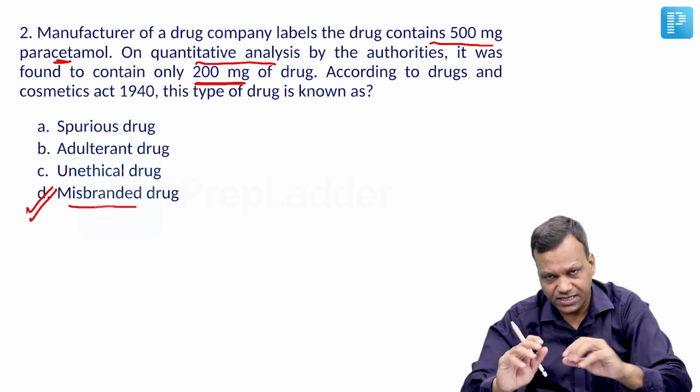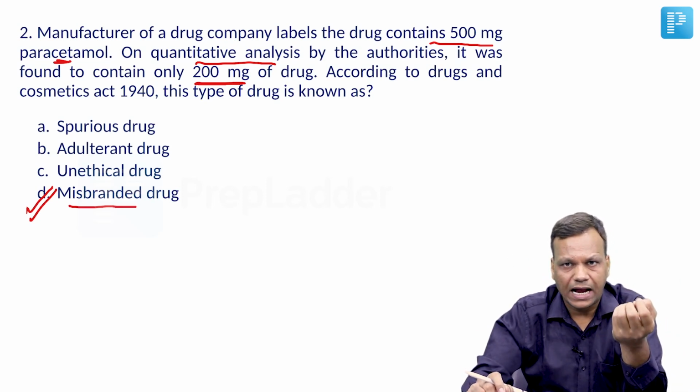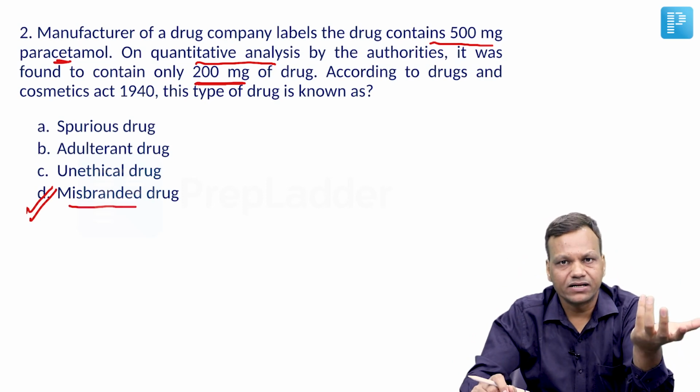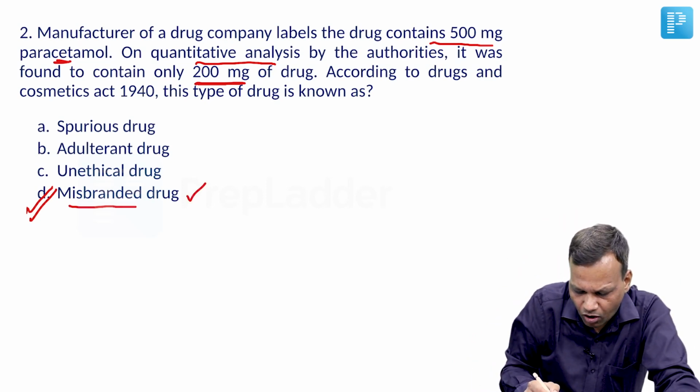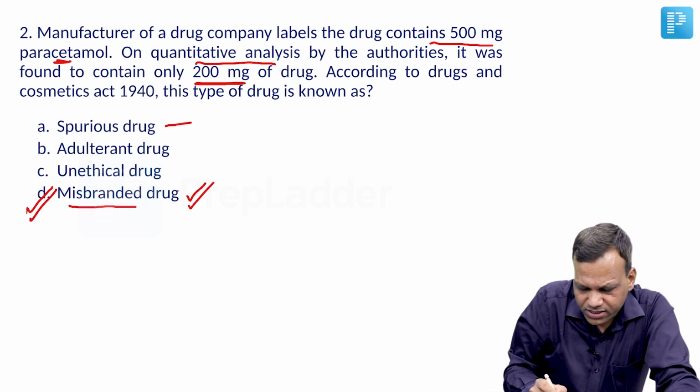If anything is wrong, like the drug label is writing 500 milligram, and on the drug tablet inside it is written 200 milligram, it is misbranded. So misbranded is anything wrong on the label of the drug. Okay. Now what is spurious drug?